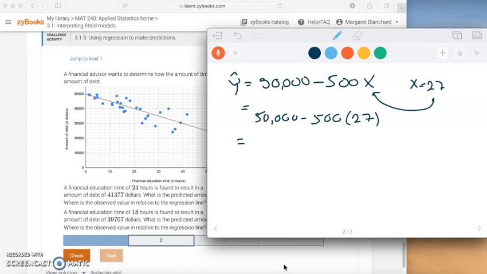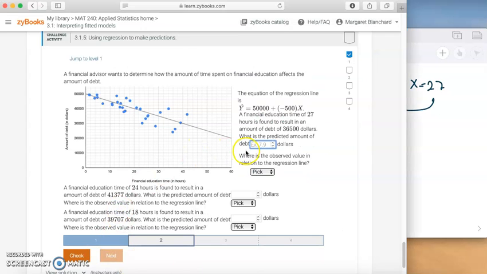Those are some not nice numbers. So we're going to say 500 times 27. All right, so that gives us 50,000 minus 13,500. And when we subtract that, we get 36,500. All right, so let's come back over here.